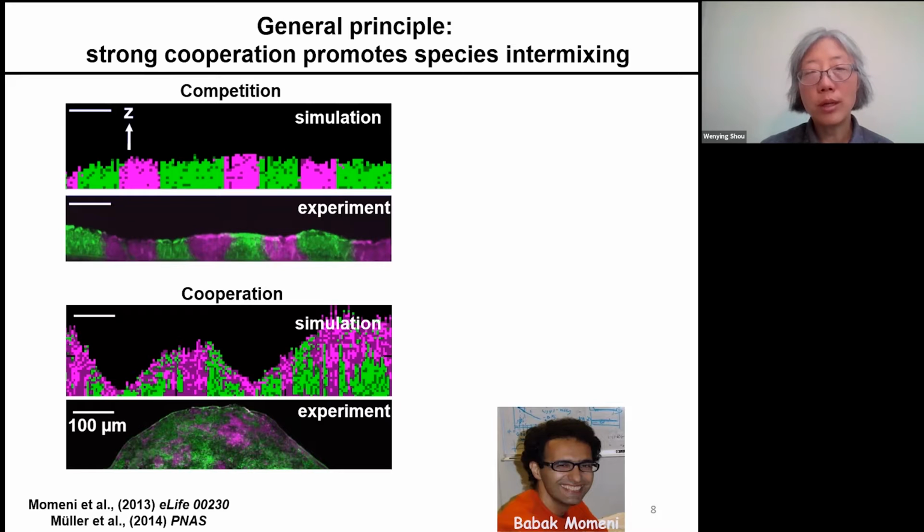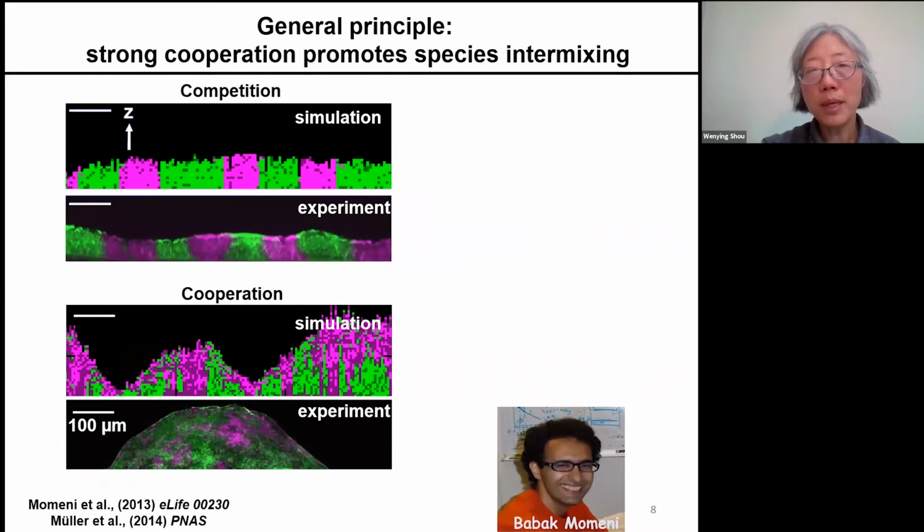This result is also intuitive in the sense that if two populations are cooperating, they will try to grow toward each other to have better access to the metabolites. And this will cause intermixing. But in competition, there's no such nutrient exchange, so there's no need to grow toward each other. So they form these straight boundaries.